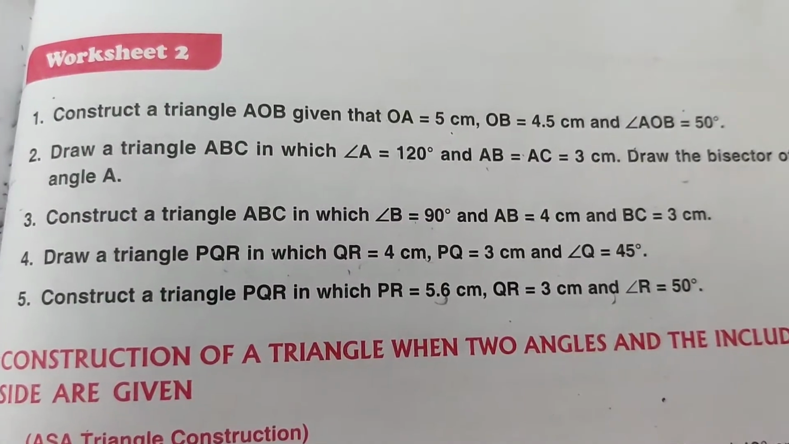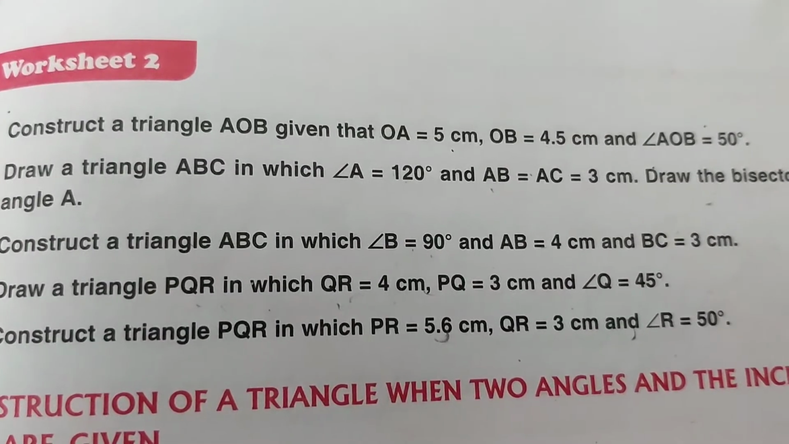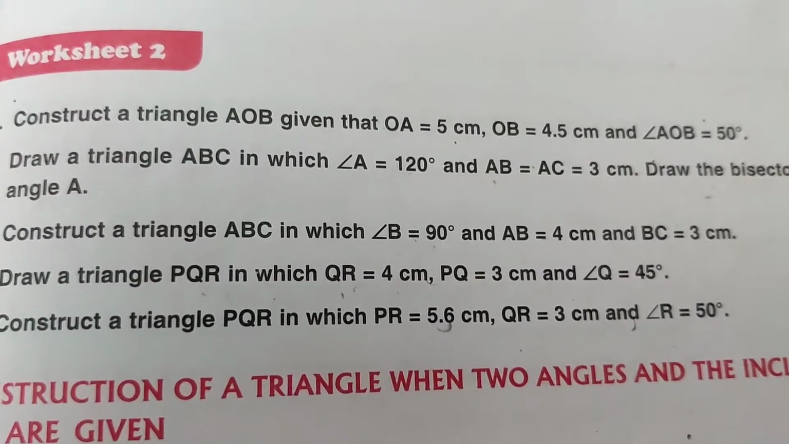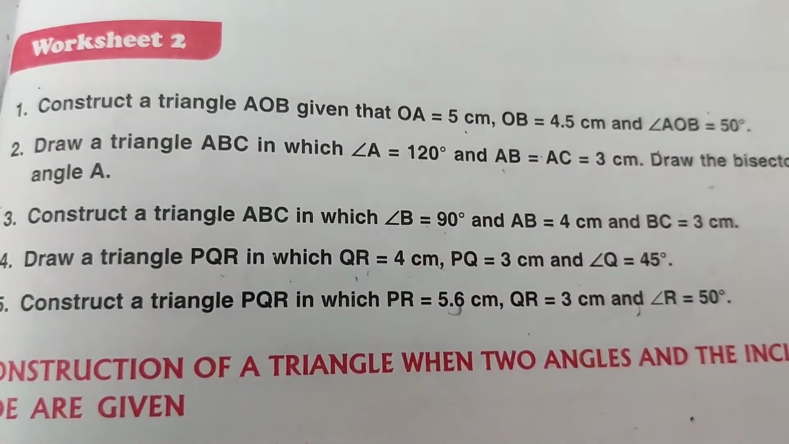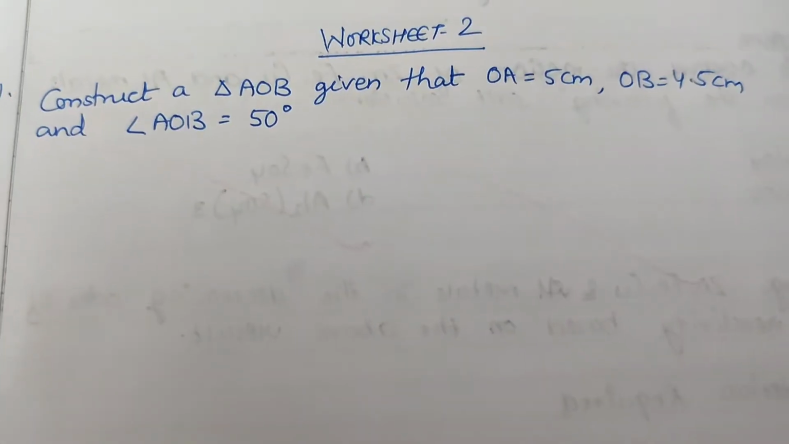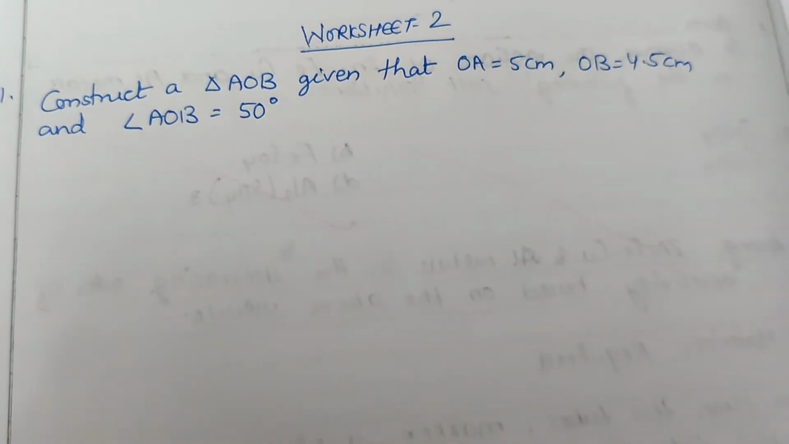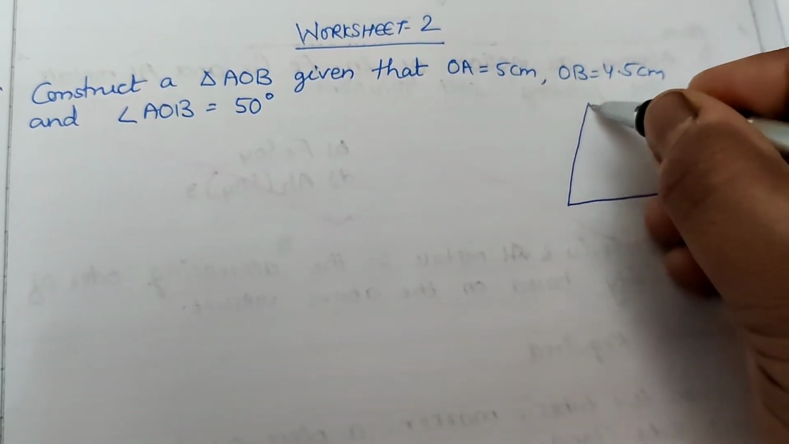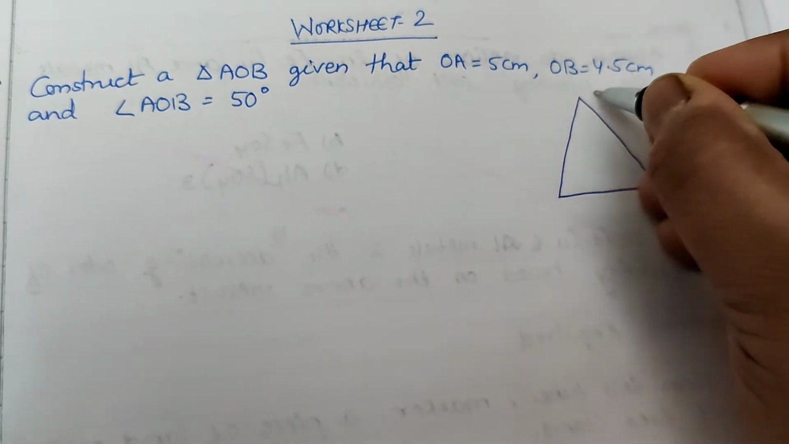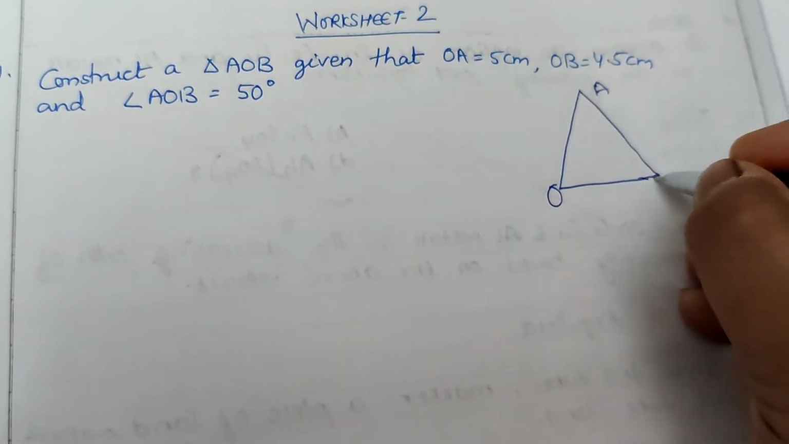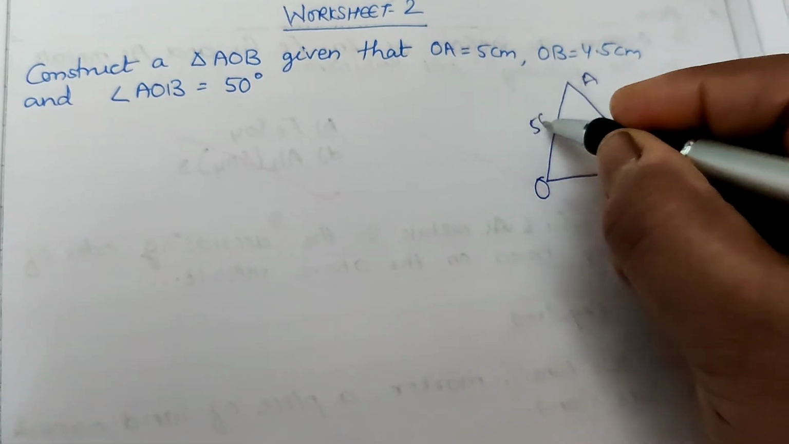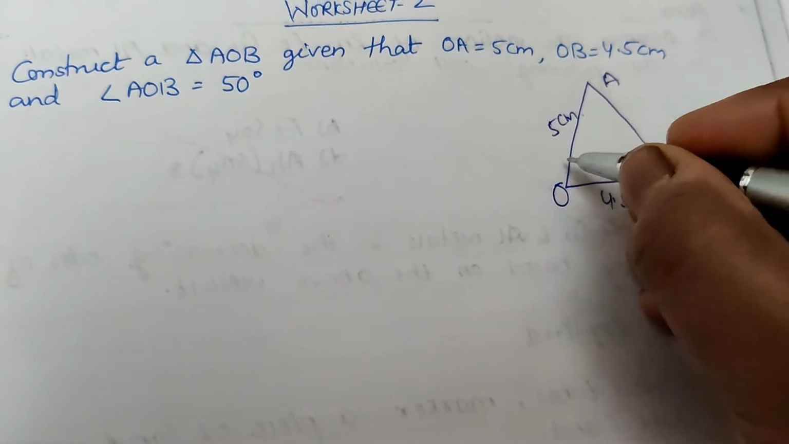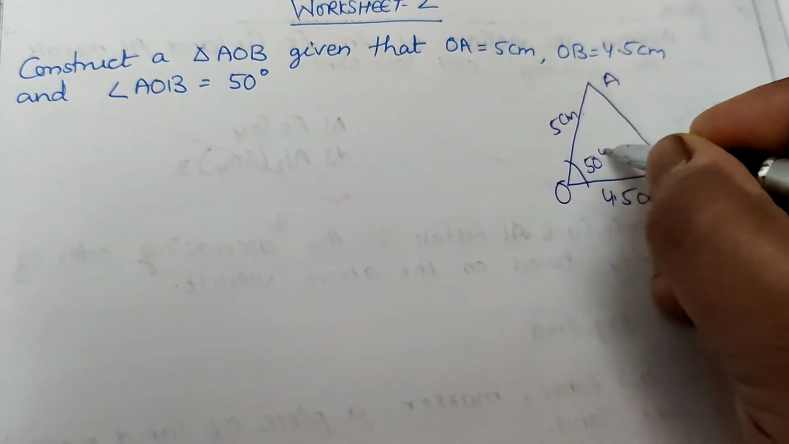Question 1 is: construct a triangle AOB given that OA equal to 5 cm, OB equal to 4.5 cm and angle AOB equal to 50 degrees. Now the rough figure of this question. AOB is a triangle. OA equal to 5 cm is given, OB is 4.5 cm and the angle at O is 50 degrees.